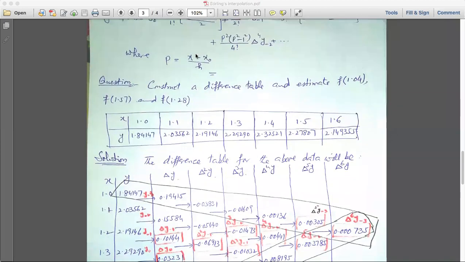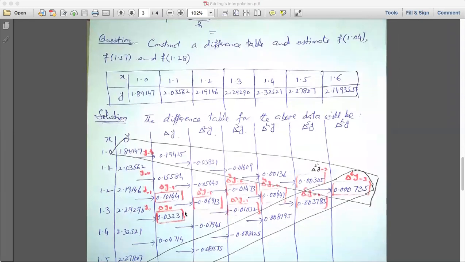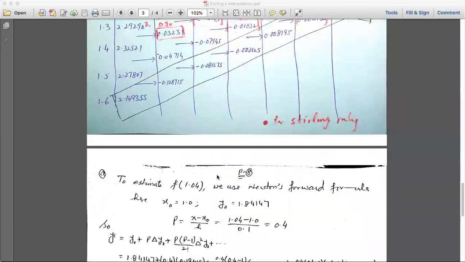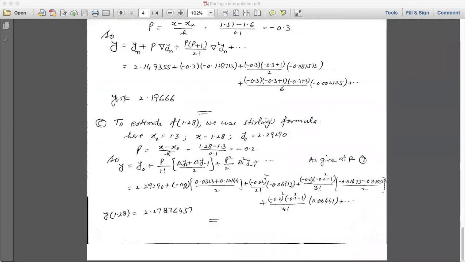And what is the value of p? You can first of all write it, and x naught, we know what is x naught. X naught is 1.3. And what is h? h is 0.1. The difference of any two consecutive values of x, वो हमारे पास 0.1 आ जाएगा. And you can see here, we have put the value of x equal to 1.28. Okay, and find out the p.